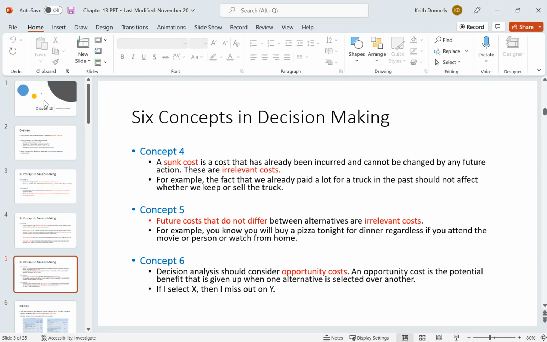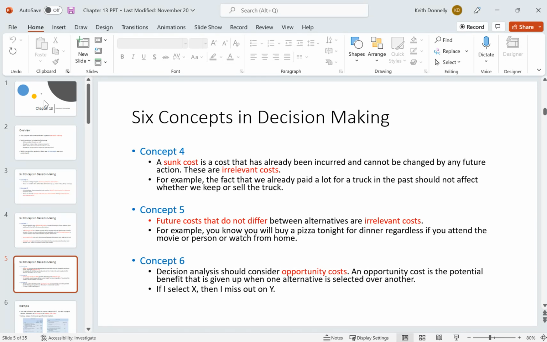Okay, concept 6. Decision analysis should consider opportunity cost. An opportunity cost is the potential benefit that is given up when one alternative is selected over another. So if I select X, then I miss out on Y. Let me think of some simple examples for opportunity cost. First off, with opportunity cost, it's a relevant cost, so you should consider it.